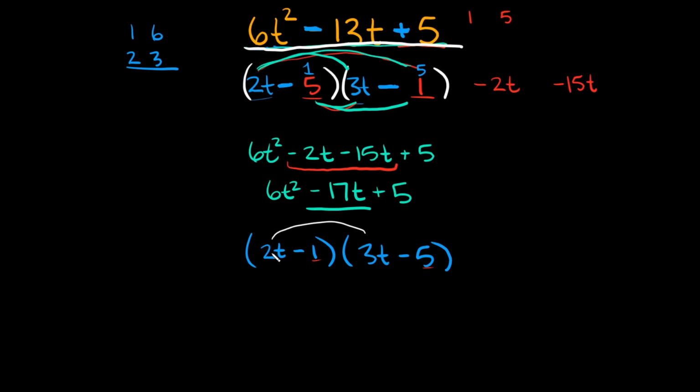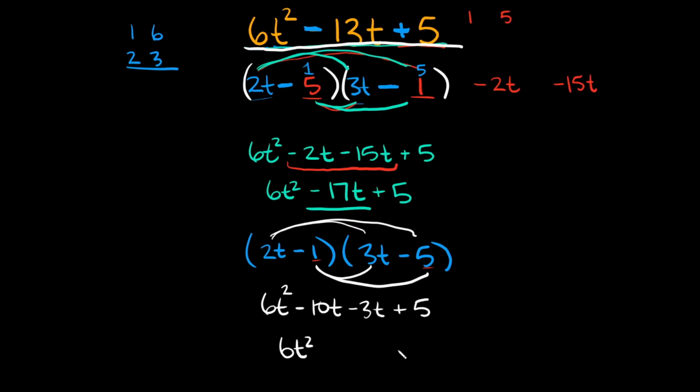So first, 2t times 3t is equal to 6t. Then we're going to go outer. So 2t times negative 5 is equal to negative 10t. So minus 10t. Then we're going to go inner. So negative 1 times 3t is equal to negative 3t. And then we're going to go last. So negative 1 times negative 5 is positive 5. Okay, and I forgot my square right there. Okay, so here we have 6t squared.